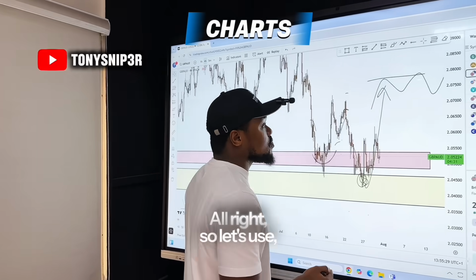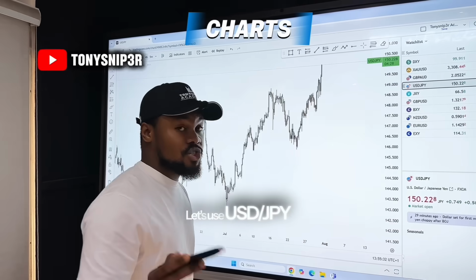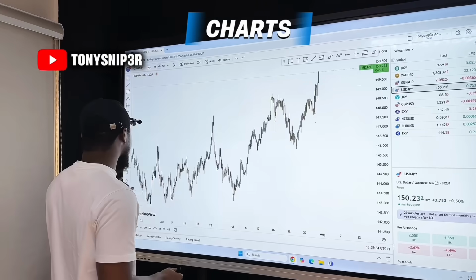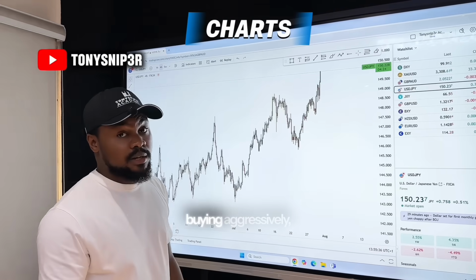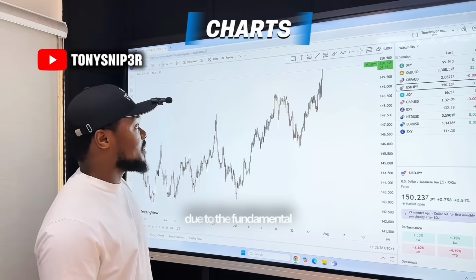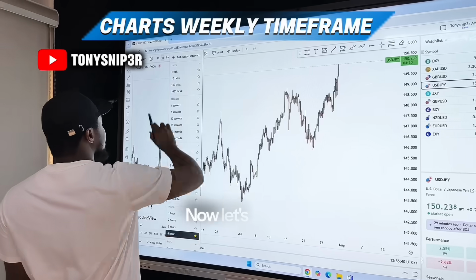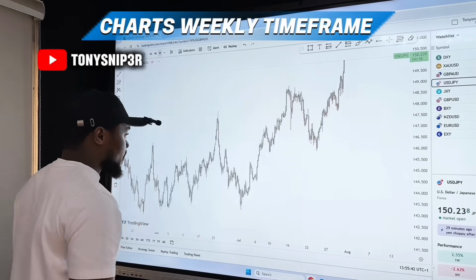All right, so let's use USD today, for example. Of course, USD has been buying aggressively. We all know why, due to the fundamental analysis. Now, let's move to the weekly time frame first.